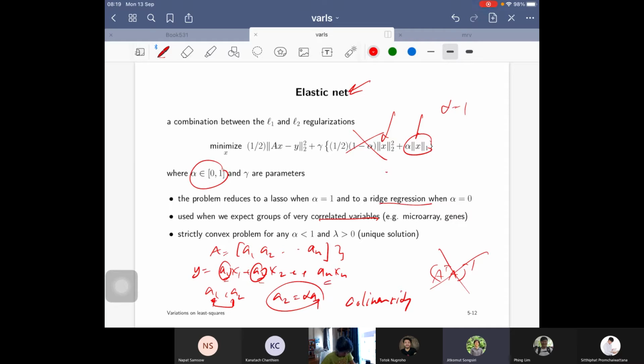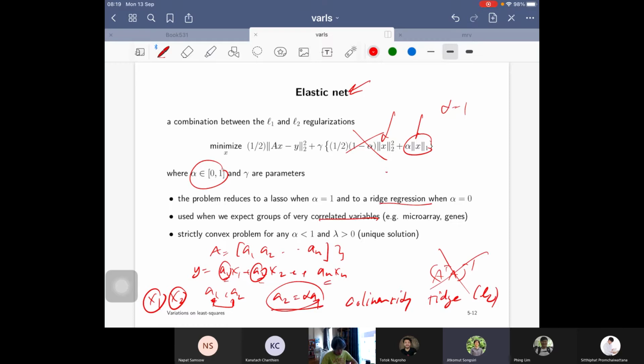But then we have this property that if you use ridge regression, or L2 regularization, in the case where collinearity occurs, the corresponding coefficients x1 and x2 can be shown to be equal. That's a result from a mathematical point of view.